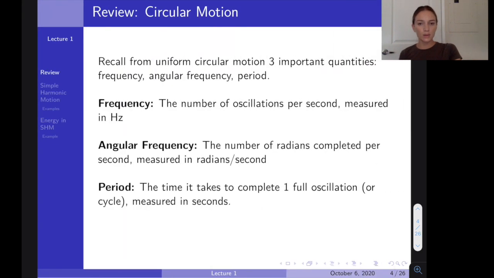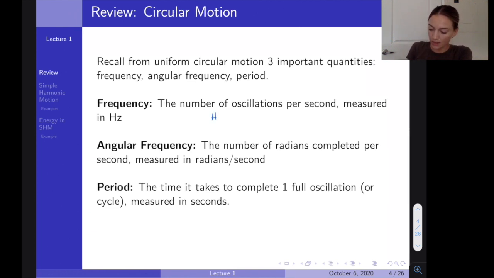Now, just a few things I want to go over before we get into it. That's frequency, angular frequency, and period. So frequency is just the number of oscillations per second. Sometimes you'll see it called the cycles per second. And it's measured in hertz, and a hertz is just one cycle or one oscillation per second.